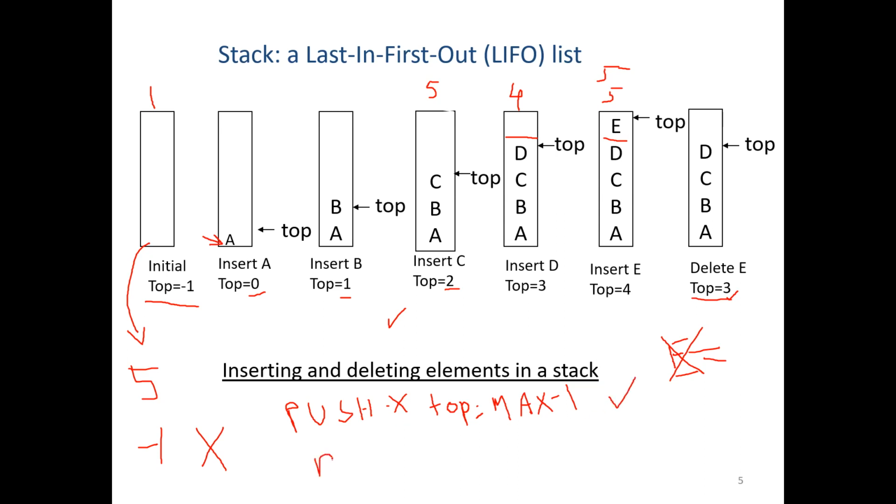In the same way, pop should fail if top is equal to minus 1. Top equal to minus 1 indicates the stack is empty. How can you delete an element if the stack is empty? That is the condition. Otherwise, that indicates there is at least one element in the stack, and we can delete it. This is how the stack works.